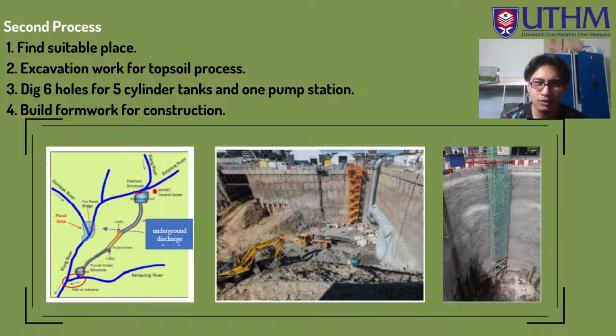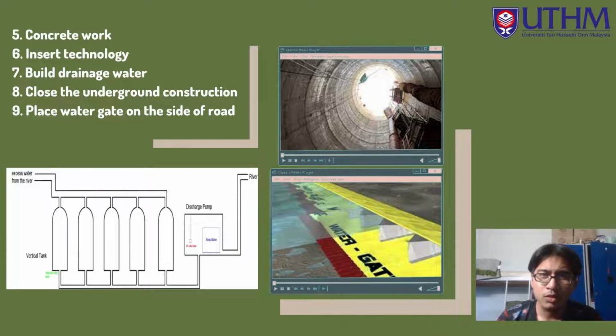Okay, and then we have to build the formwork for the construction. For the next one, we have to do concrete work for every tank and the discharge station. The next one is we have to insert the existing technology such as pump station and pH electrode, and then we build drainage water which is connected with water gate and the tanks. For the second last, we close the tanks and the drainage water with soil and concrete. And lastly, we place some water gate on the side of the road next to the river.